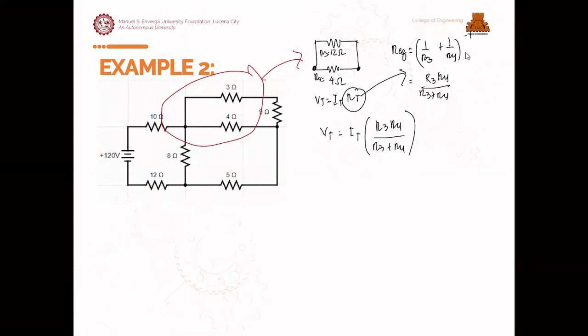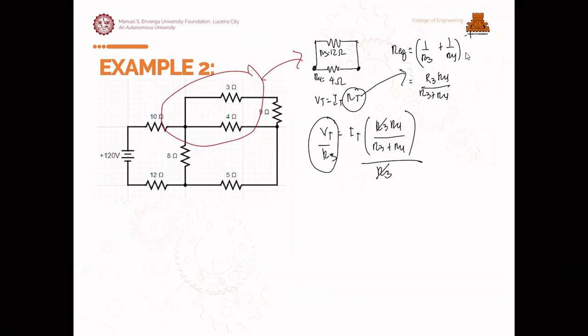yung value ng I kada resistor, no? So, gagawin natin, ang baba, gusto natin kunin si R3, no? Divide natin both side by R3. Okay? So, pag divide natin by R3, itong nasa left side, magka-cancel itong nasa taas niya. Okay? Yeah. And ito, VT over R3.